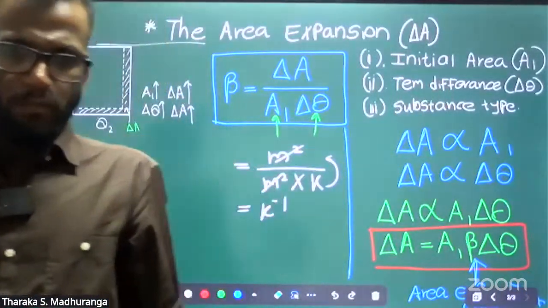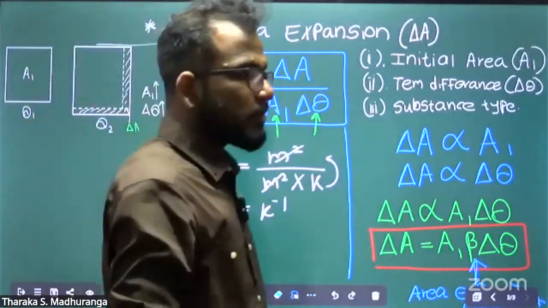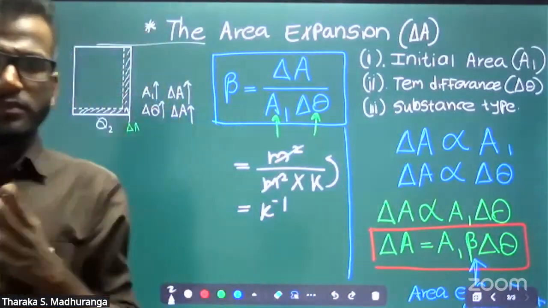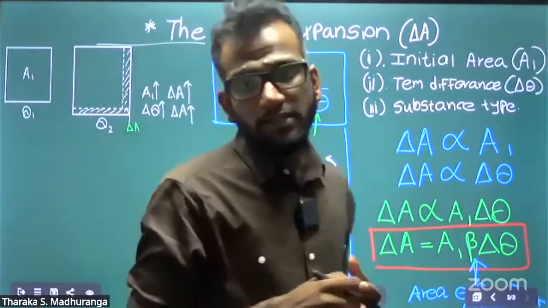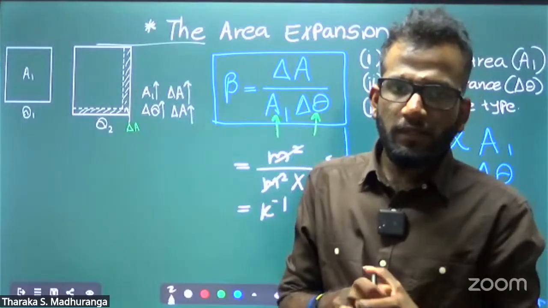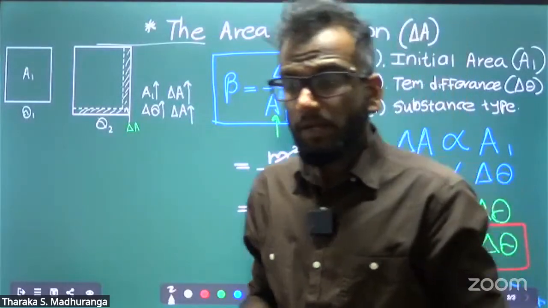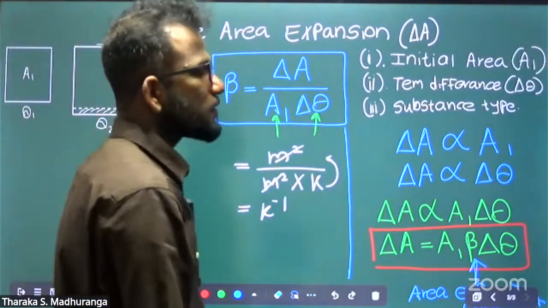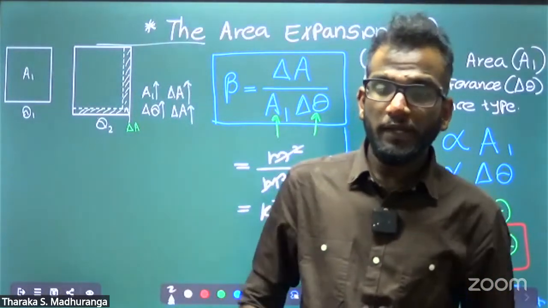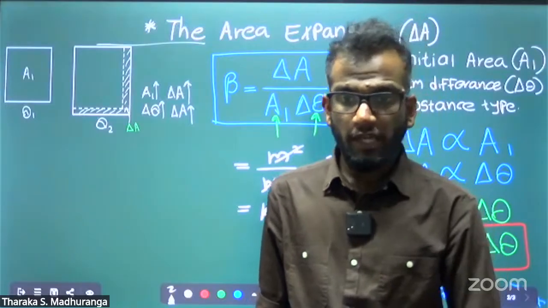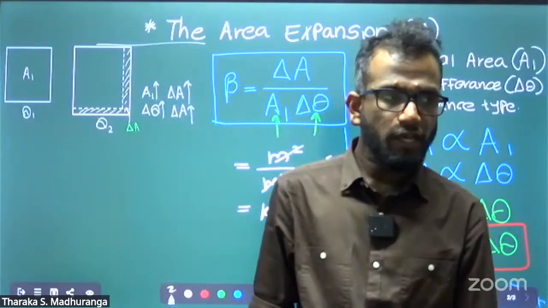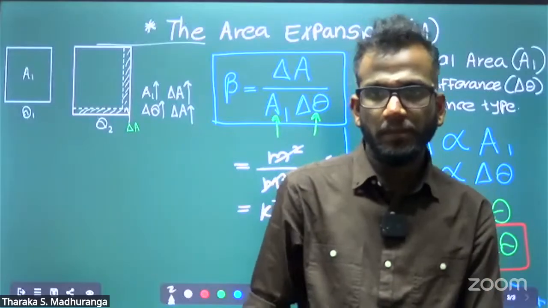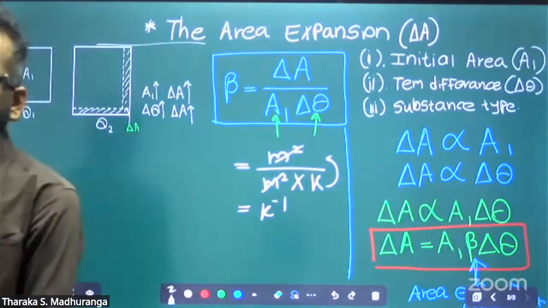Write down point 1. The beta is a constant. The beta is a constant that depends on the material type. When the material type changes, the beta value also changes.